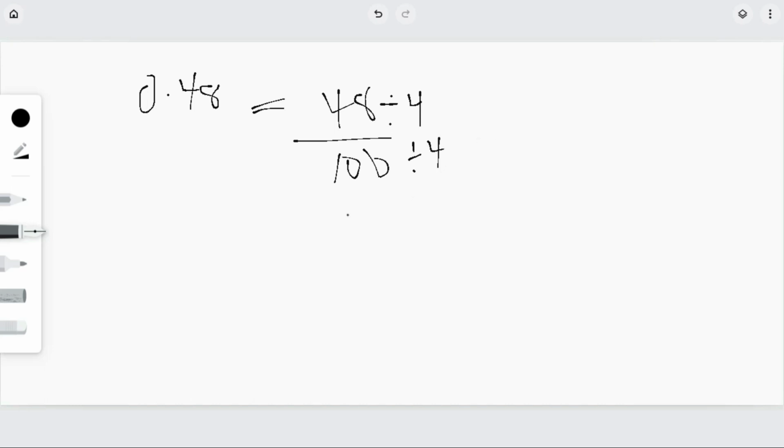So how many 4s can you find in 48? That's 12. How many 4s can you see in 100? That's 25. So what number can go into 25 and 12 without remainder?